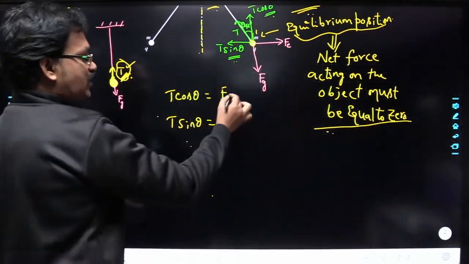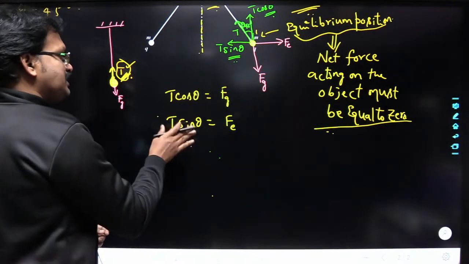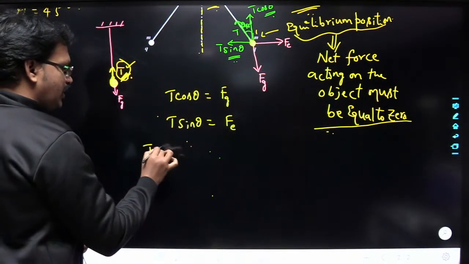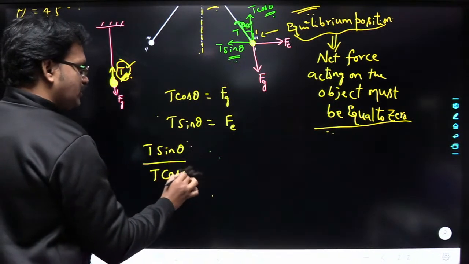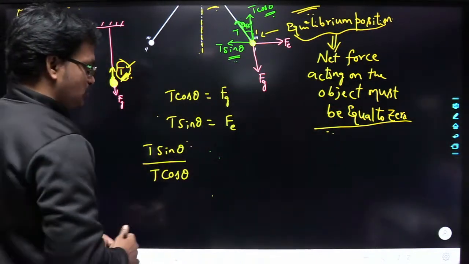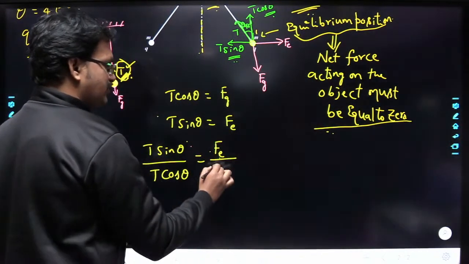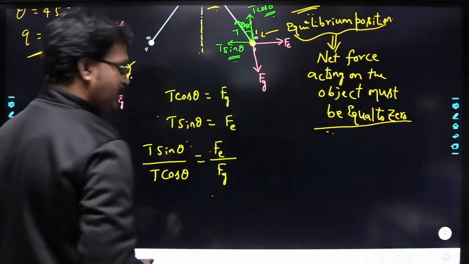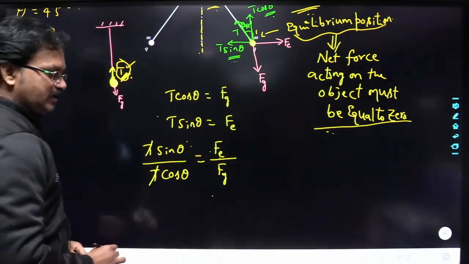Okay, so this is gravitational field force and this is electric field force. Now if you take the ratio T sin theta by T cos theta, what are you going to get? You are going to get Fe, the electrical force, divided by Fg, the gravitational force. Here T will get cancelled.